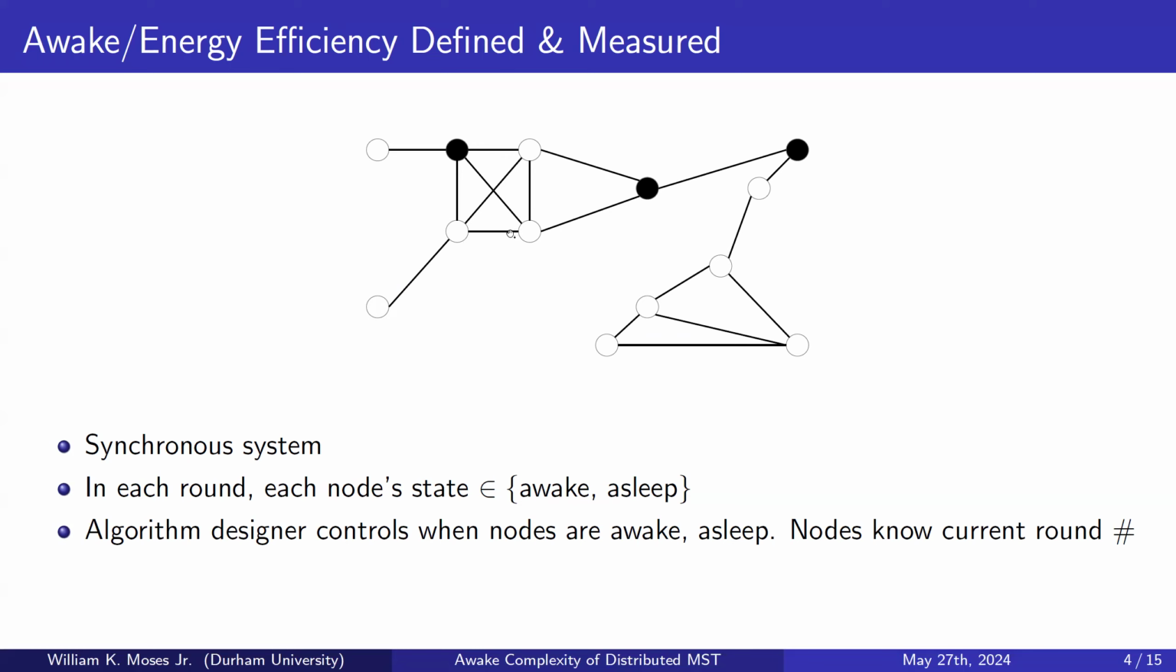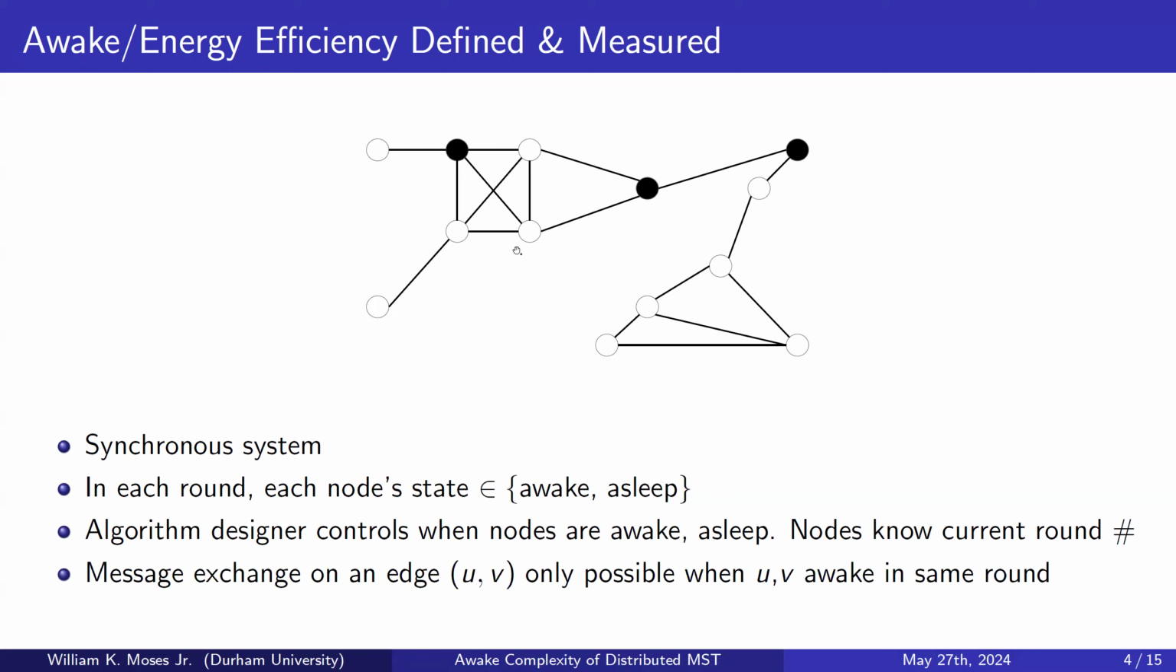So what is the challenge introduced by this? Well, messages can only be exchanged across an edge when both nodes are awake in the same round. In other words, if you consider this edge here, the black node cannot communicate with this white node because this is asleep. Only when both nodes are awake can a message be exchanged. And this is what introduces an issue or a challenge into the game. Because you, as an algorithm designer, must figure out when these nodes should wake up so that you can still minimize the number of rounds they're awake.